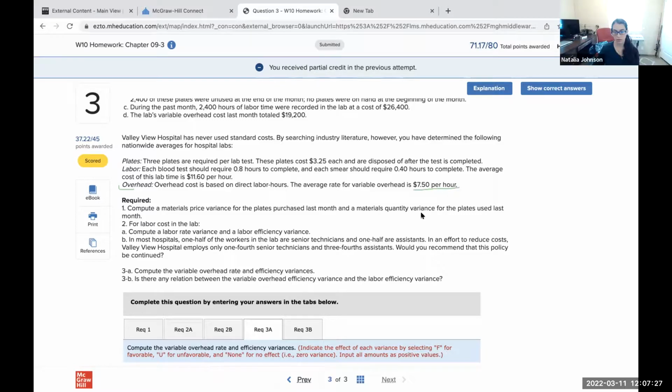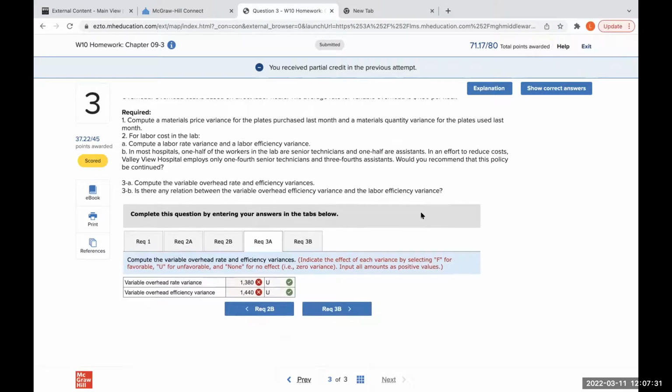So what is the first question? Or is it both? Okay, it's both the overhead rate variance and the efficiency.